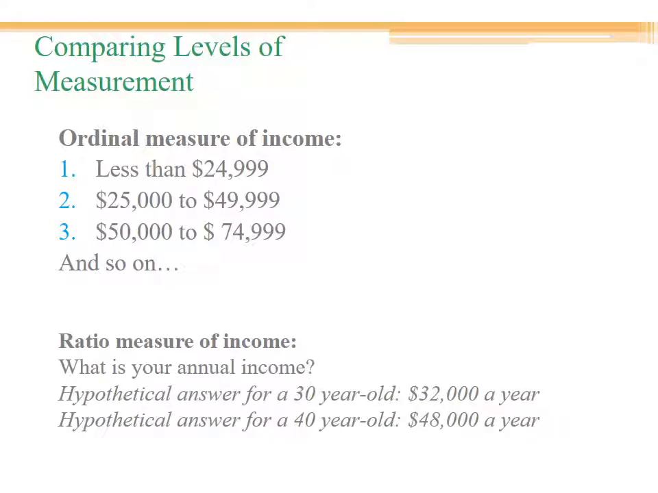Here is an example of income seen as a ratio level of measurement. So based on this hypothetical data, we can tell that 30-year-olds earn 60% of what 40-year-olds earn. We would not have been able to arrive at this conclusion using any other level of measurement, because with a ratio level of measurement, we have an absolute 0, and so we can multiply and divide, creating percentages. So let's look at some more examples.